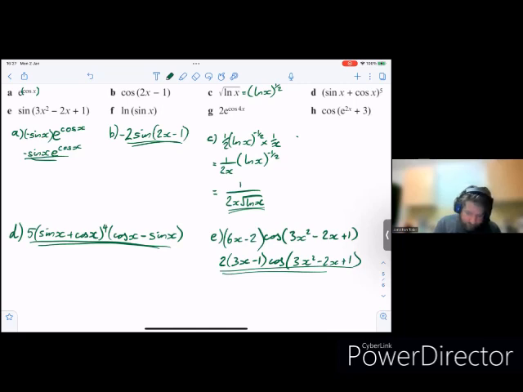F, natural log of sine x becomes 1 over sine x. Then we've got to multiply by the derivative of sine x, which is cos x. And tidying that up, we'll put times there, that becomes cos x over sine x.